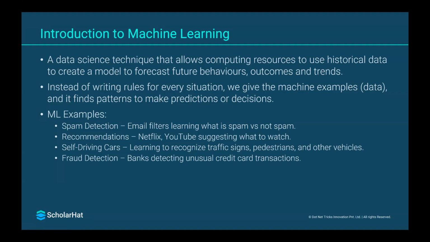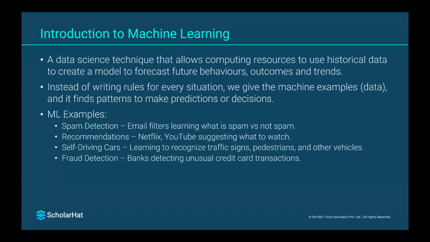We have fraud detection. Let's say there is an unusual transaction through a credit card from an unusual location. They can detect it might be a fraud, based on the transactions you're doing. So these are various examples of machine learning.